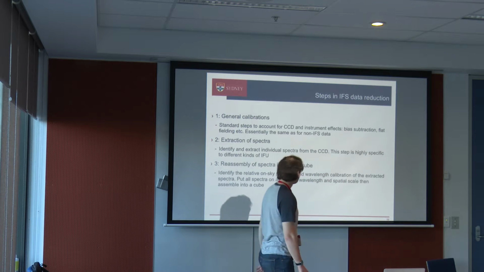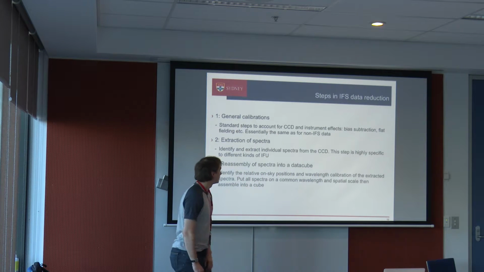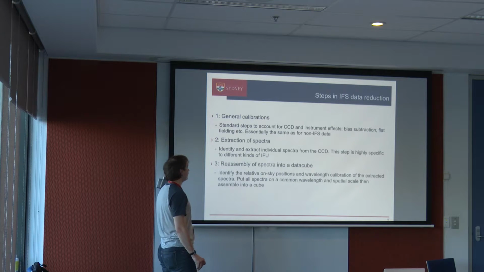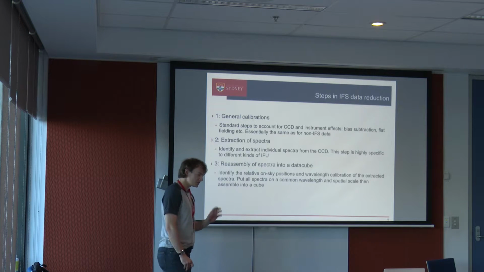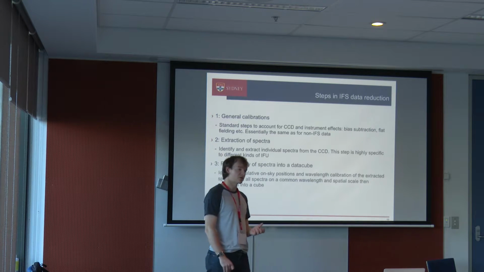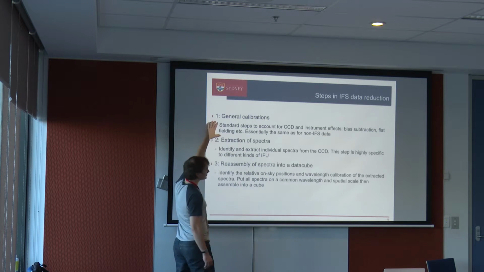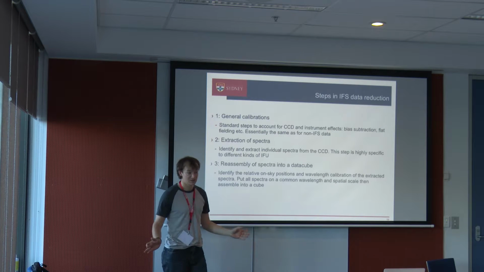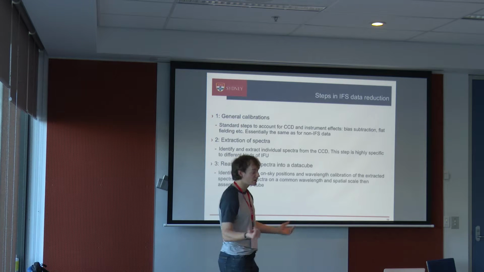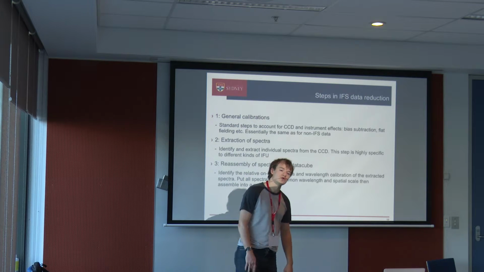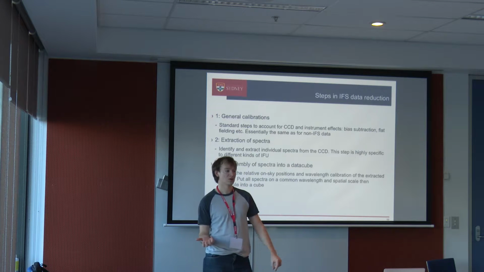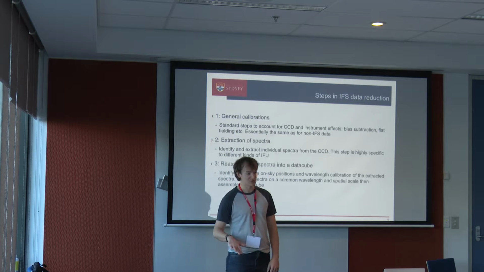Okay, so moving on to IFU data reduction. This I broadly divided into 3 main steps. First thing, general calibrations. These are pretty standard for all kinds of data reduction, imaging, spectroscopy. Effectively things you want to do to account for the fact that your telescope does not transmit every single photon it receives to your CCD.